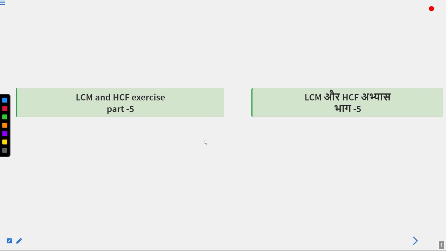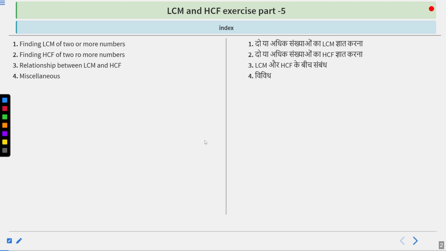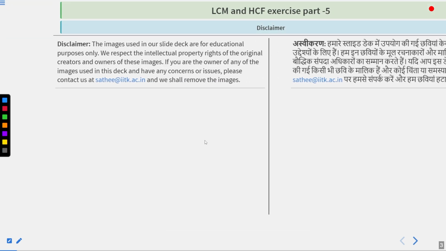In this exercise, we are going to do questions based on how to find the LCM of two or more numbers, finding the HCF of two or more numbers, what is the relationship between HCF and LCM, and miscellaneous questions.